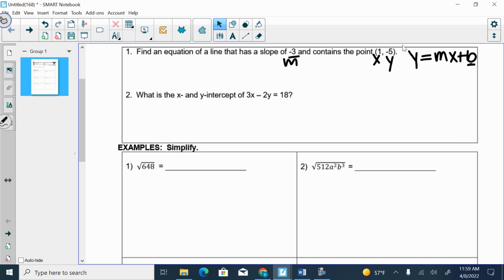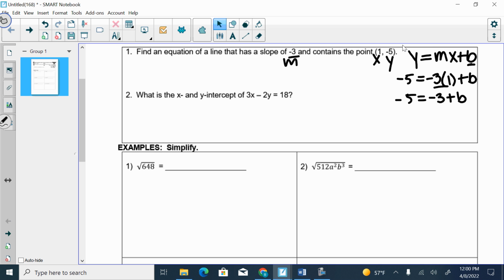Well, I know how to solve for one variable at a time, so that's exactly what we're going to do. Just plug in the values they gave us. So in place of y, I'm going to plug in what they said y was, -5, is equal to m, what do we say m was? -3, times what they say x was. Good. And then we got plus b on the end. All right, so I multiply these first. What is -3 times 1? -3. All right, so I got -5 equals -3 plus b.